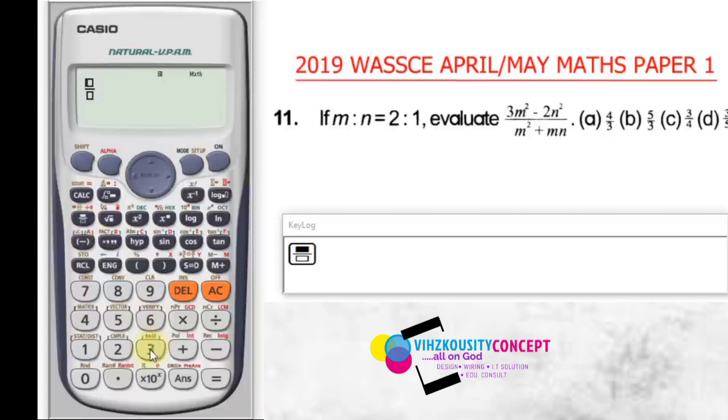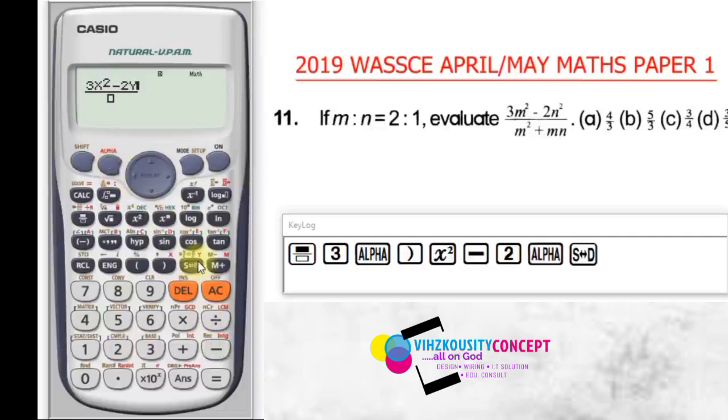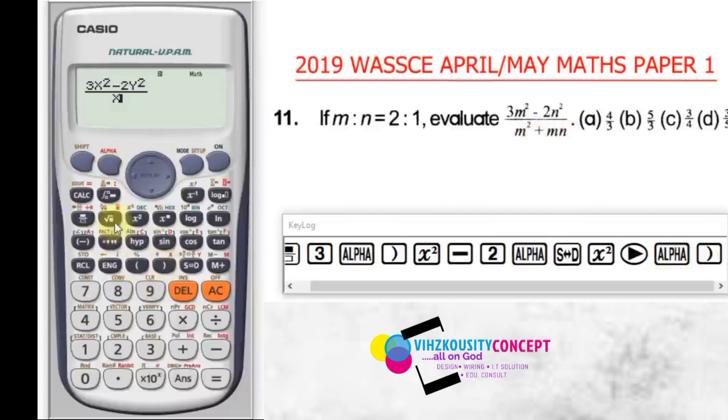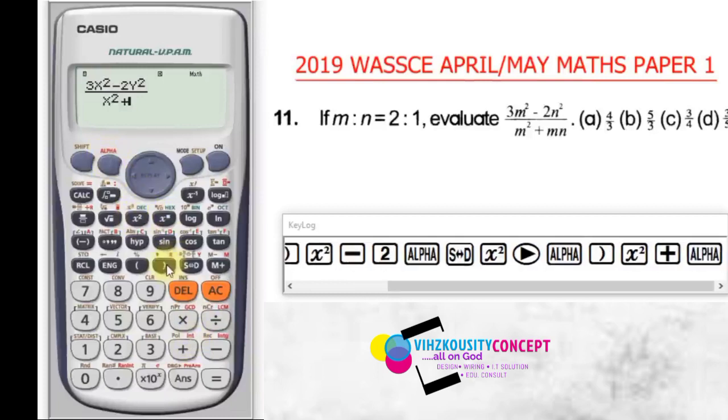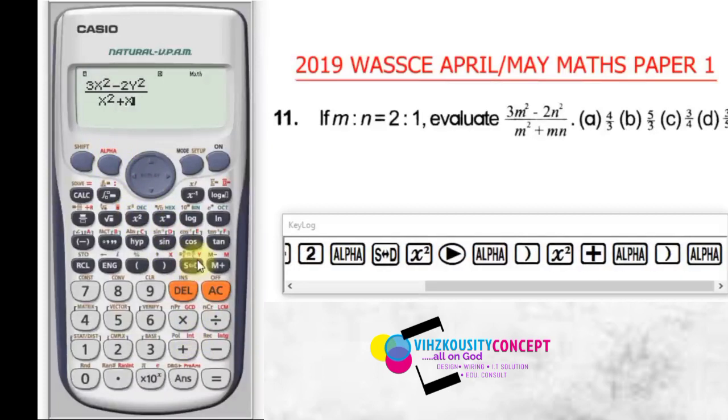3m squared will amount to 3x squared. So I'm saying alpha close bracket for my x raised to power 2 minus 2n, which is my y. So I'm using the alpha SD button to input the function of this y, then raised to power 2. Since I'm through with the numerator, I can now go to the denominator, m squared plus mn. My m is x, so I'm saying alpha close bracket for x raised to power 2, plus mn, that will be xy. So alpha close bracket and alpha xd button.